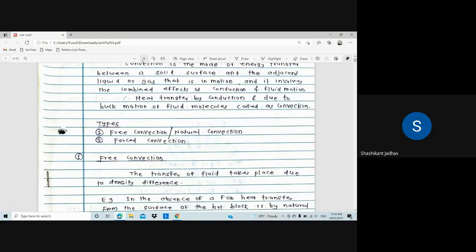Then second type, forced convection. Second type, forced convection. Okay, so write down. Once again, we have to write down the first type, that is free convection or natural convection.